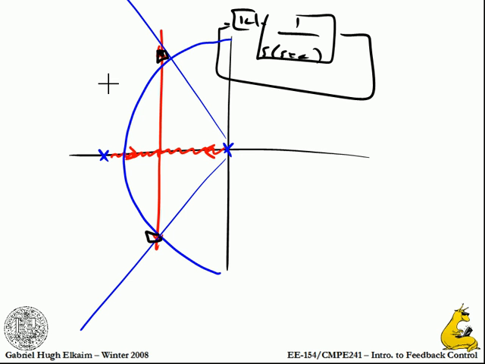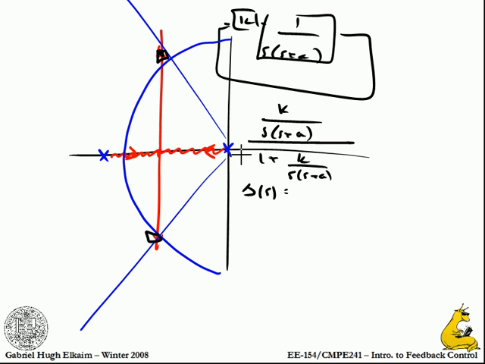K is just a scalar, right? K is just a scalar, but 1 over S(S plus A). So what does the closed loop transfer function look like? It's K over S(S plus A). So it's going to be K over S(S plus A), all over 1 plus K over S(S plus A). So this is going to be equal to K over S squared plus AS plus K, okay?